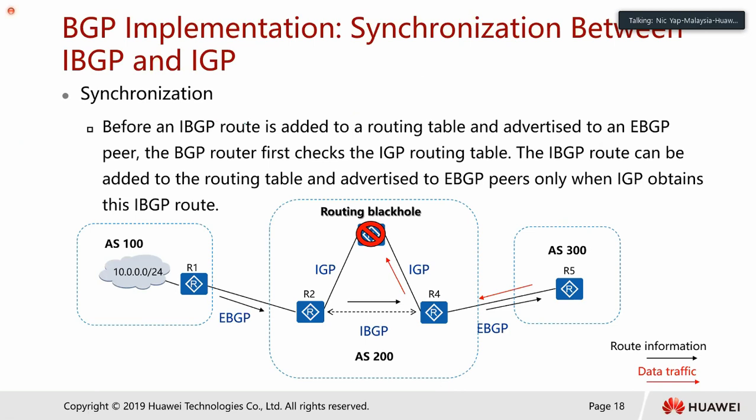Before an IBGP route is added to the routing table and advertised to eBGP peers, the BGP router first checks the IGP routing table. The IBGP route can be added to the routing table and advertised to the eBGP peer only when the IGP obtains this IBGP route. That's what I mentioned. When synchronization is enabled on router 4, I will check whether the IGP can reach the destination 10.0.0.0 or not. Let's say it cannot, then I will not send it out at all. I will not send this information to the next eBGP.